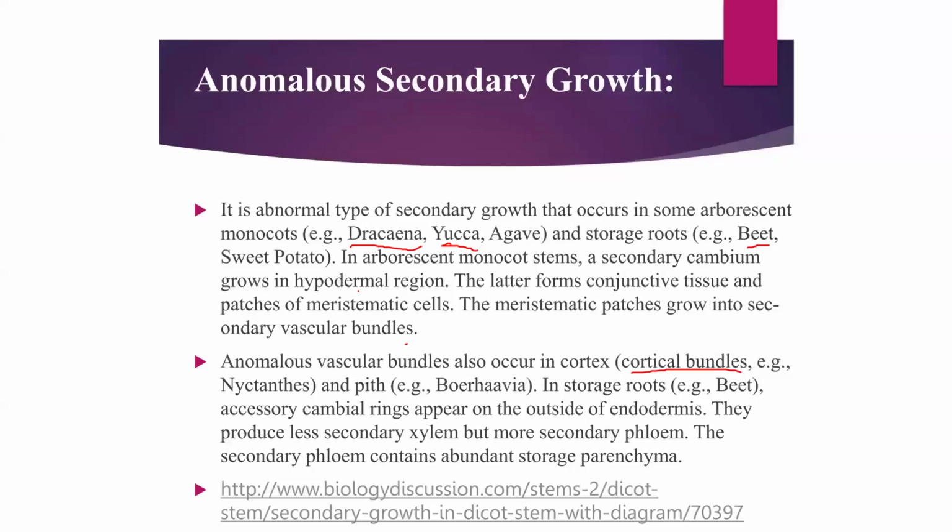Rings appear on the outside. So they produce less secondary xylem, but more secondary phloem. The secondary phloem contains abundant storage parenchyma. We will discuss this anomalous secondary growth later.